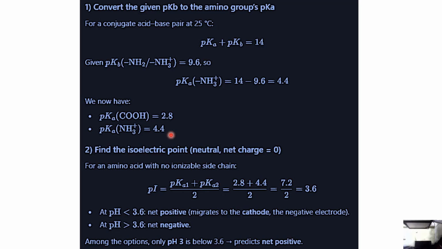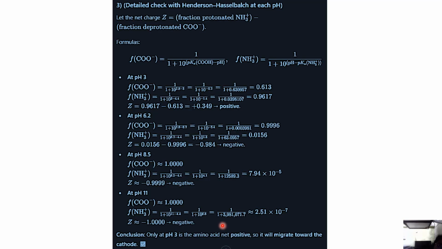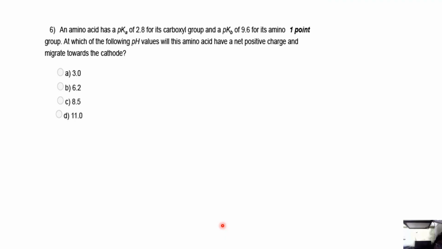So if you have to find the isoelectric point, we will take 2.8 plus 4.4, which is 7.2, divided by 2, which is 3.6. So at pH lesser than 3.6, it will be net positive and will migrate towards the cathode, the negative electrode. For pH greater than 3.6, it will be net negative and will migrate towards the anode, the positive electrode. Among the options, only pH 3 is below 3.6, so it predicts net positive. So that's why the answer to this question will be 3.